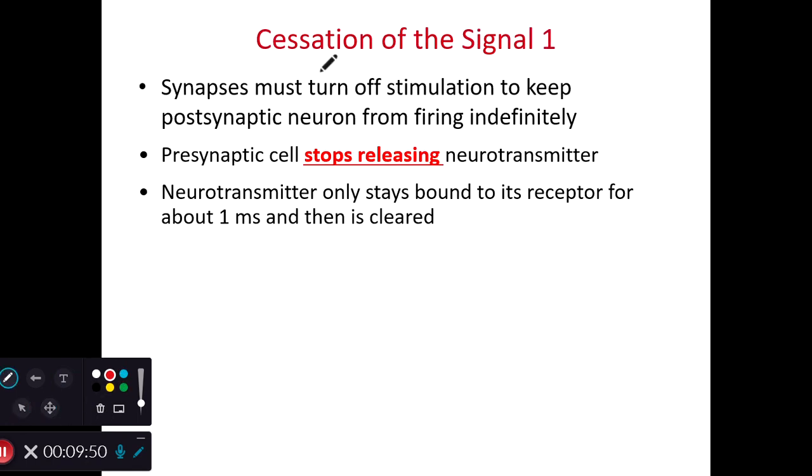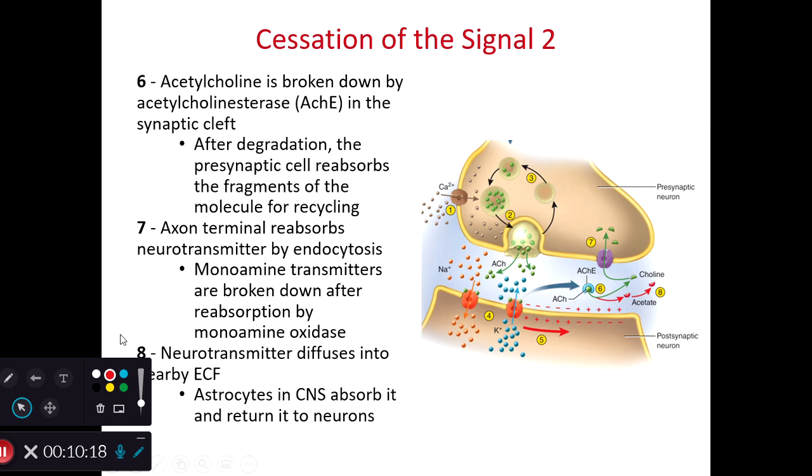Now, how do we turn signals off? We don't want our synapses to be running constantly. We need to stop them. We need some way to stop releasing the neurotransmitter. If the action potential on the presynaptic cell stops, that presynaptic cell will stop releasing neurotransmitters. Neurotransmitters are only going to linger in the synaptic cleft for about a millisecond, and then they're typically cleared from that synaptic cleft. I talked about it briefly with a picture several slides ago.